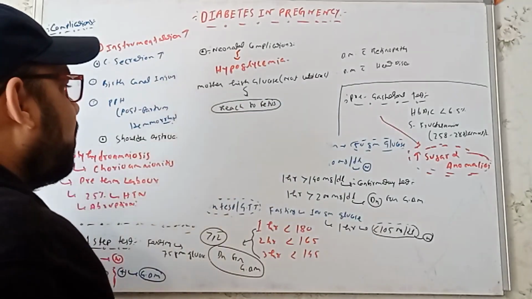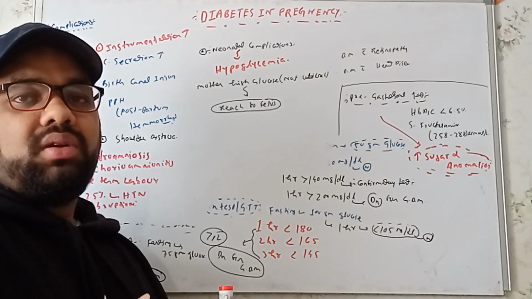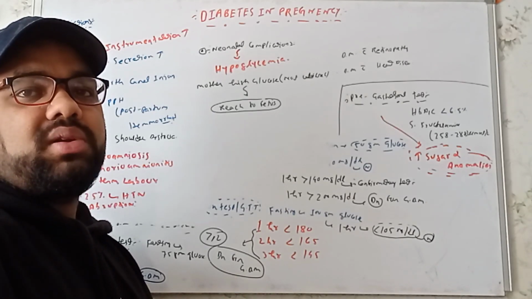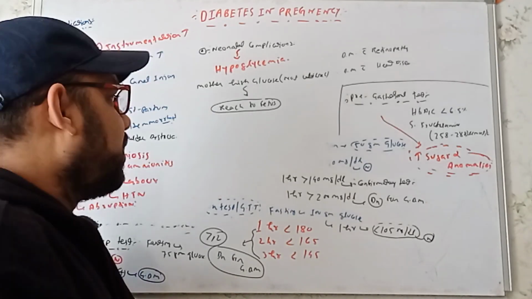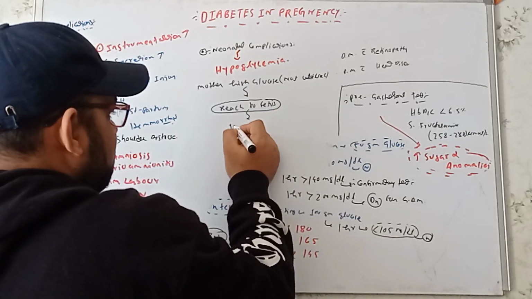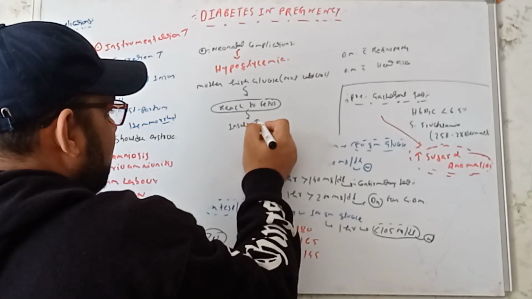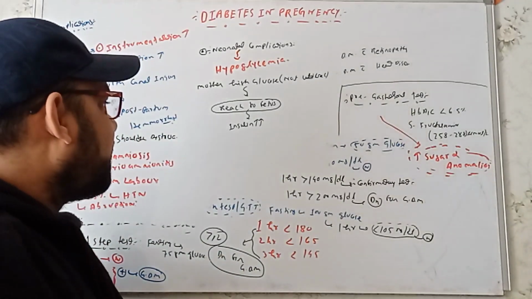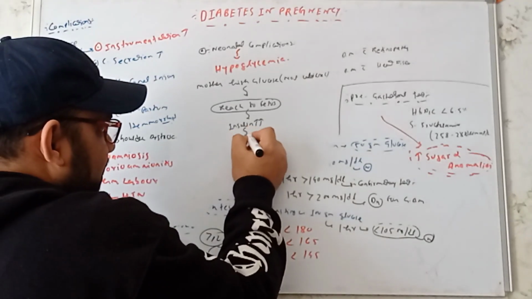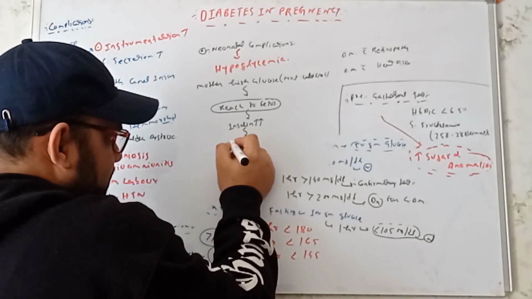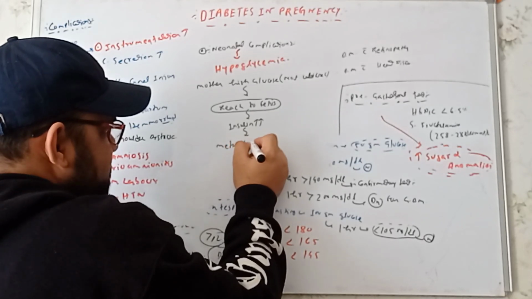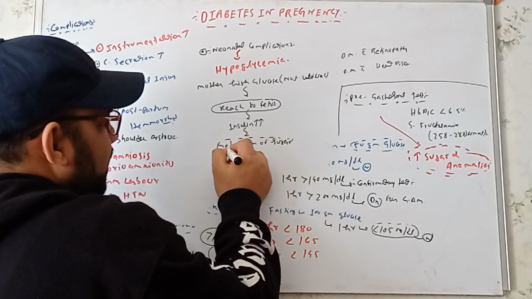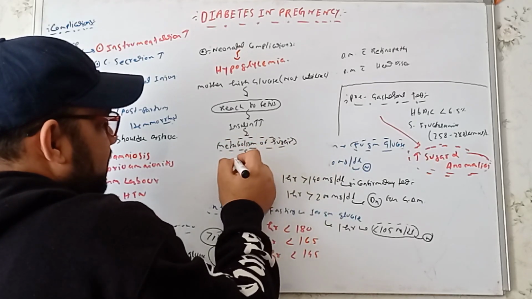And see, whenever the high sugar reaches the fetus, the fetal pancreatic beta cells will start secreting more insulin. So in these cases the insulin level will be increased over here also. Whenever the insulin level is increased, we'll see the metabolism of sugar. So whenever there is proper metabolism of the sugar, we'll see the large baby.